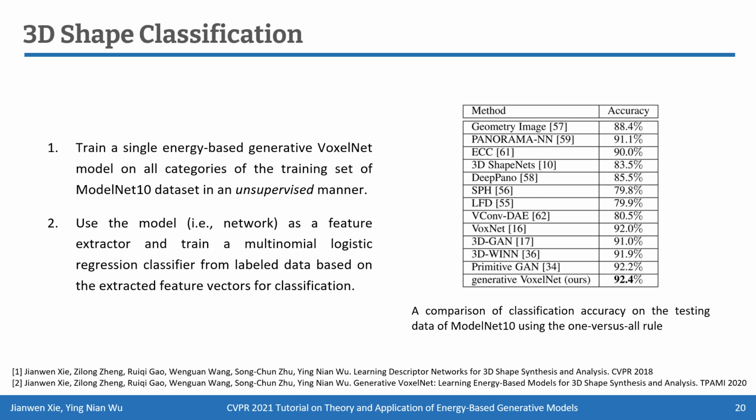The energy-based generative VoxelNet can be useful for classification. We need to first train a single model from all categories in an analysis by synthesis manner. The learned bottom-up network can be treated as a feature extractor. We can learn a multinomial logistic regression classifier from the labeled data based on the extracted feature vectors for classification. The table on your right-hand side shows a comparison among different baselines for 3D shape classification.